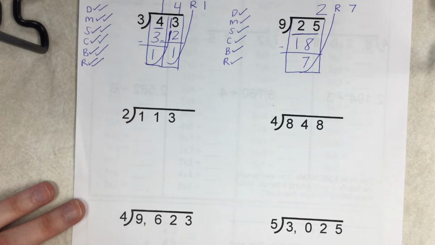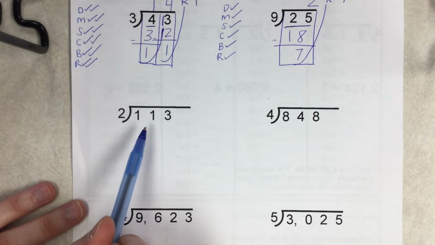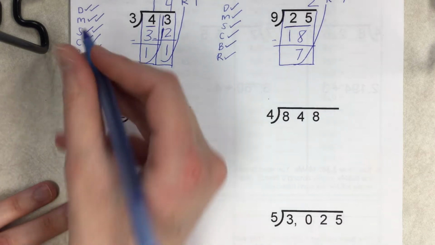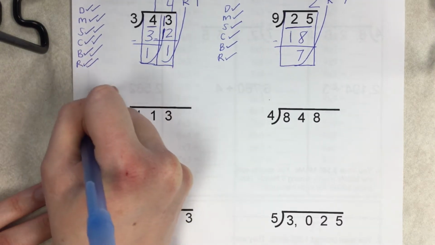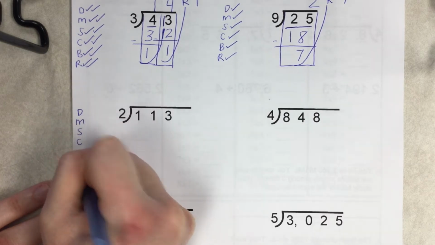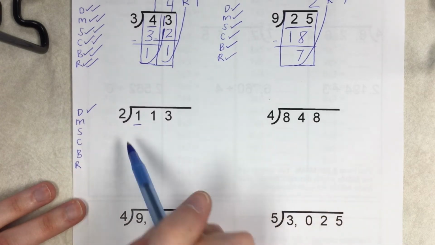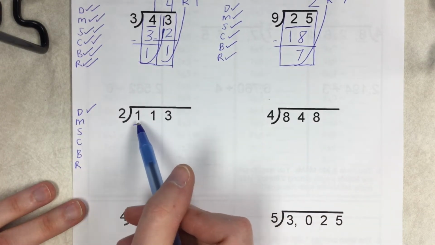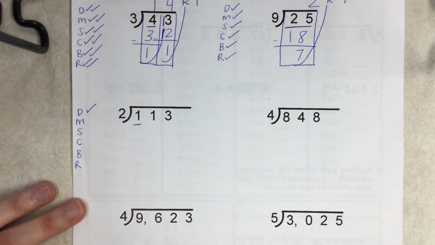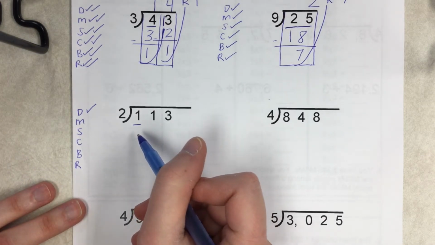Let's move on to some 3-digit dividends. I have 113 divided by 2. Start off with my checklist. Does McDonald's sell cheeseburgers raw? Start out with D, determine. I'm going to underline my first digit. This is a 100-pack of Smarties because I have 3 digits. So think of that Smarties rope with 10 10 packs together.